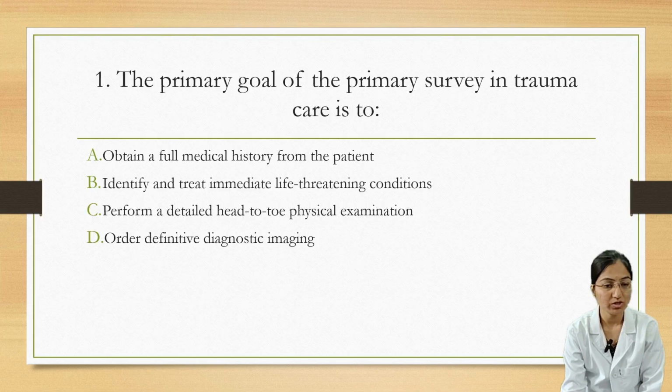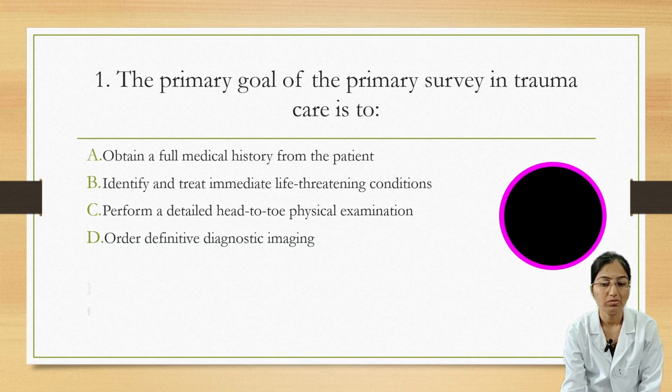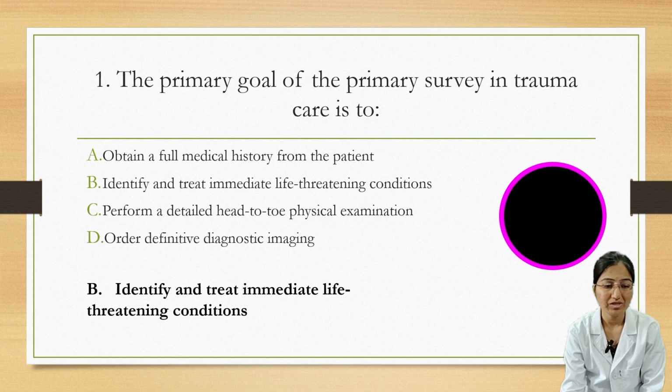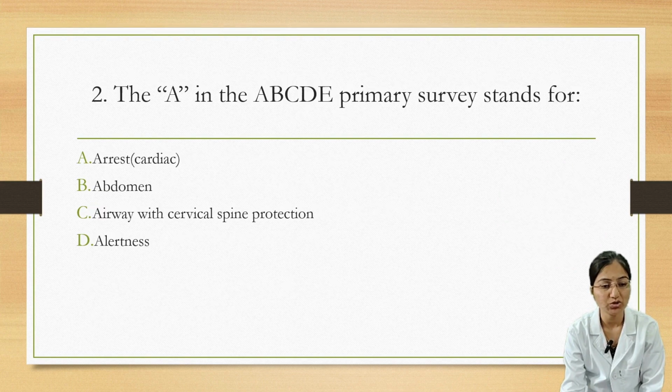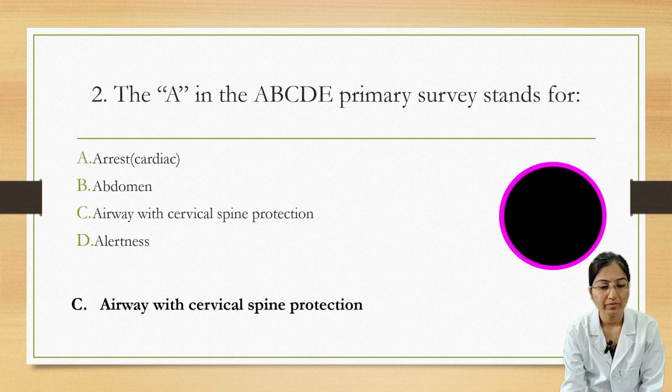We'll see the first question. The primary goal of the primary survey in trauma care is to. Option is B. That is identify and treat immediate life-threatening conditions. Next question. The A in the ABCDE primary survey stands for. Airway with cervical spine protection.